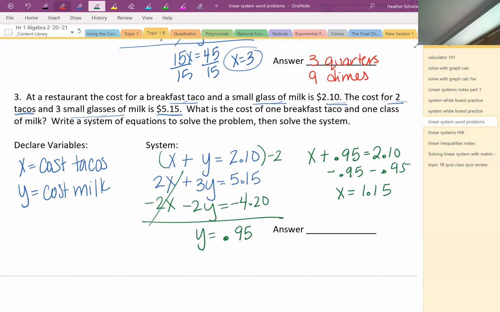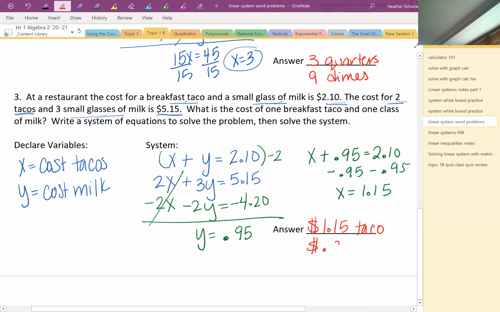Okay, let's write out in words what we just figured out. X is 115. X is the cost of tacos. Because it's money, we'll put a dollar sign. So it's $1.15 for 1 taco. And we now know that 95 cents, y, is the cost of milk. So for a glass of milk.